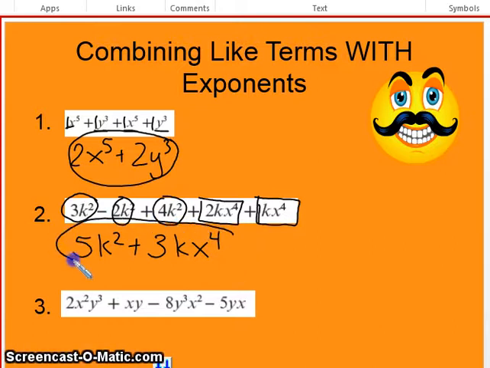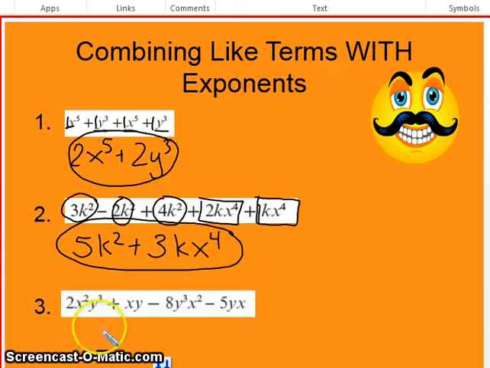And these two terms, even though they both have a k, they're not like terms because this one has k squared, this one's only k to the first, this one doesn't have any x's, but this one has x to the fourth, so we can't combine it any further, and that's our simplified solution.